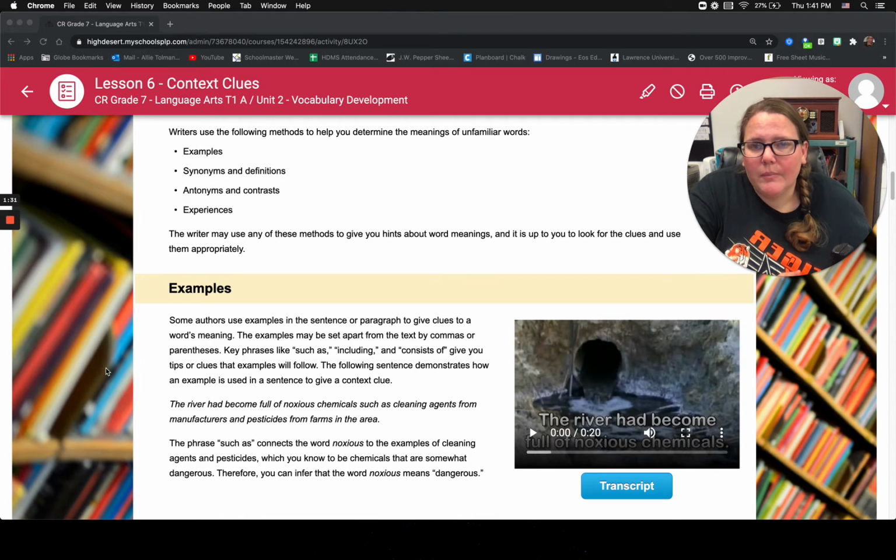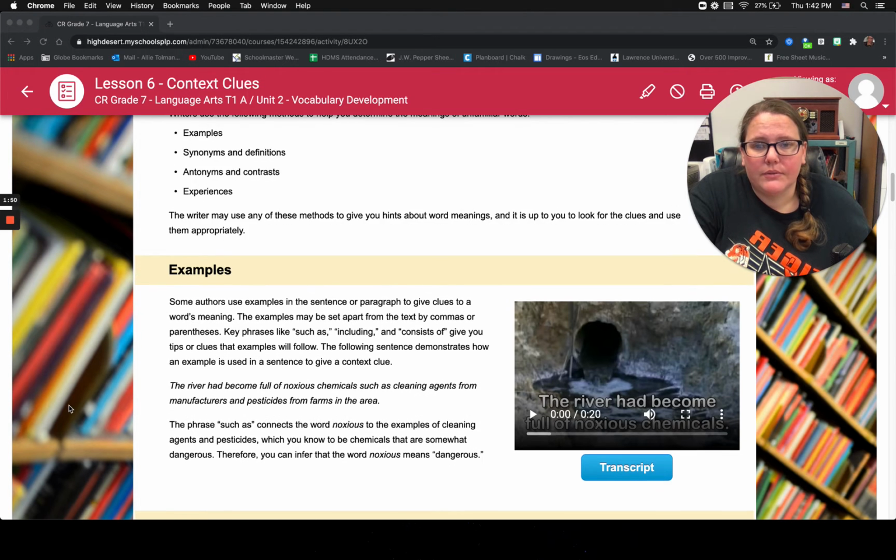Writers use the following methods to help you determine the meanings of unfamiliar words. They use examples, synonyms and definitions, antonyms and contrasts, and experience. The writer may use these methods to give you hints about word meanings. It's up to you to look for the clues and use them appropriately.